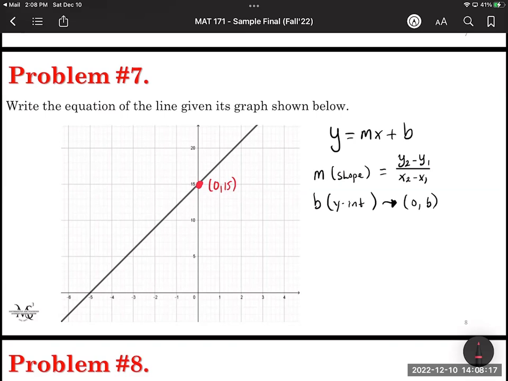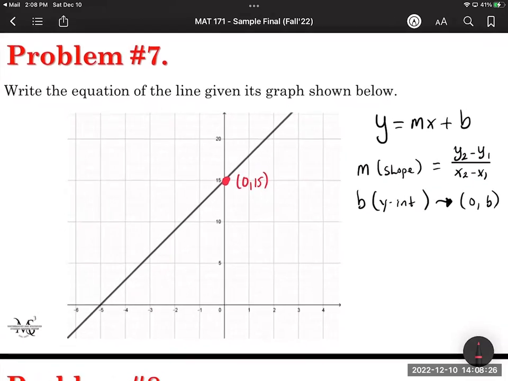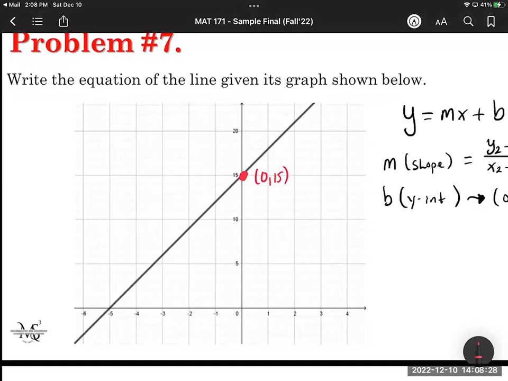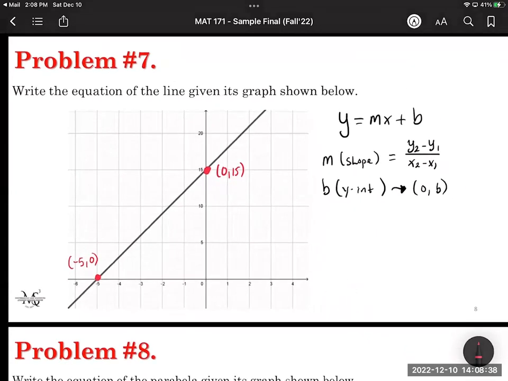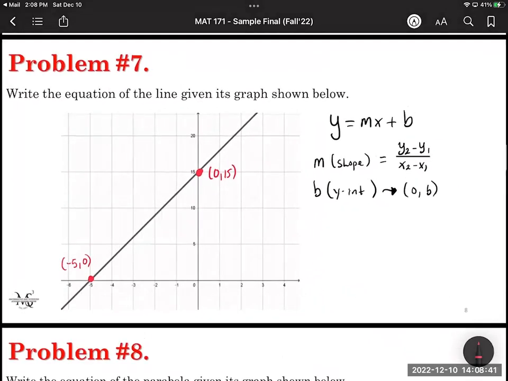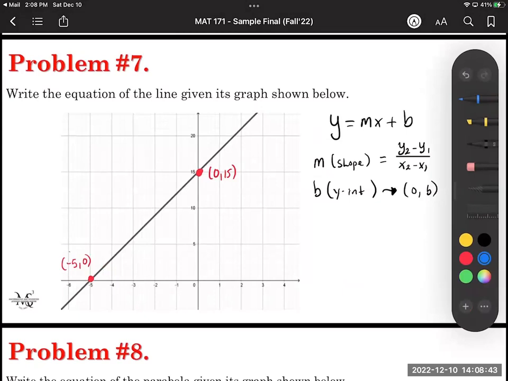So, what's another point I can use here? I could zoom in on the graph. What's another point I could use? You can use -5, 0. You can use -5, comma 0. Alrighty, so you can label your 2 points. You can say that this is x1, y1, x2, y2, and compute your slope.